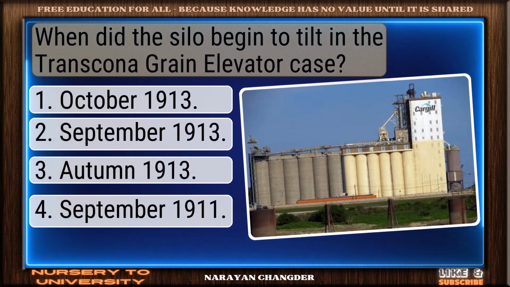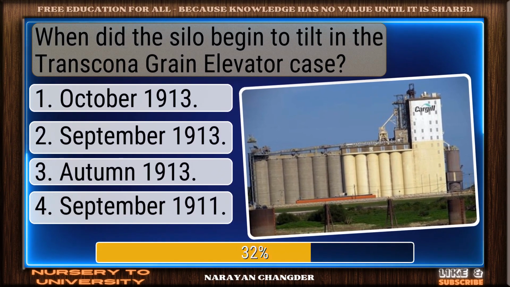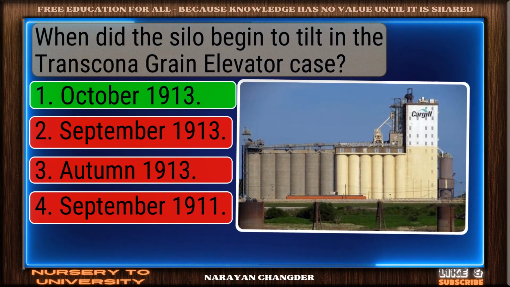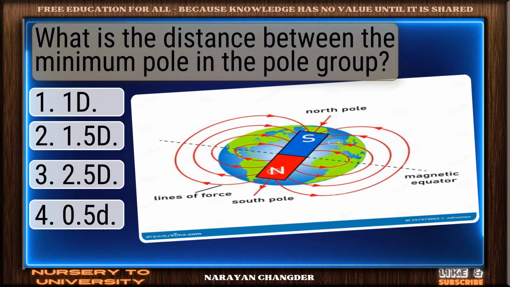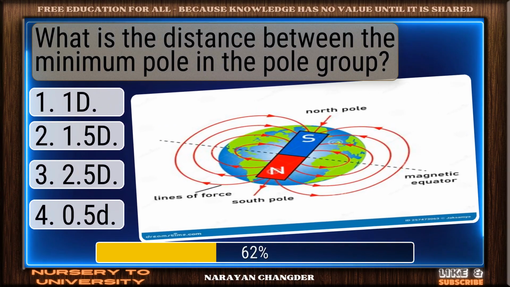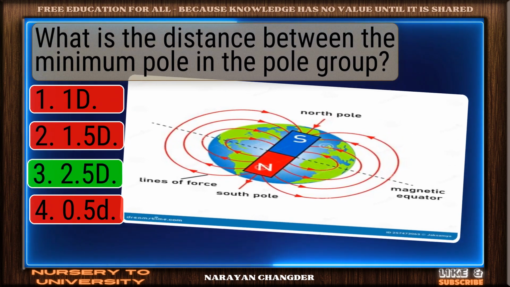When did the silo begin to tilt in the Transcona grain elevator case? Great thinking. October 1913 is the right choice. What is the distance between the minimum pole in the pole group? Perfect. 2.5D is the correct choice.